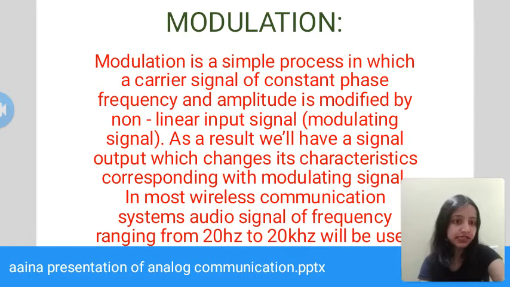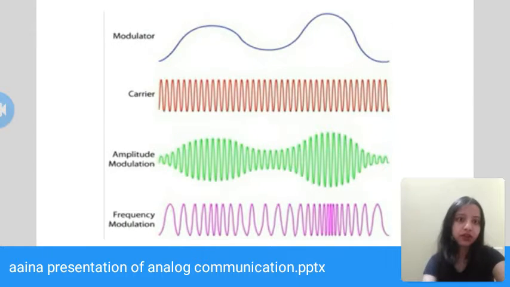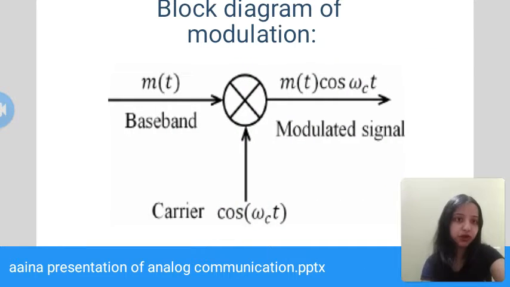In most wireless communication systems, audio signals of frequency ranging from 20 Hz to 20 kHz will be used. Here you can see the modulator signal, carrier signal, amplitude modulation signal, and frequency modulation signal. So this is the block diagram of modulation. Here, the baseband signal and carrier signal are used as input signals and we are getting the output as a modulated signal.